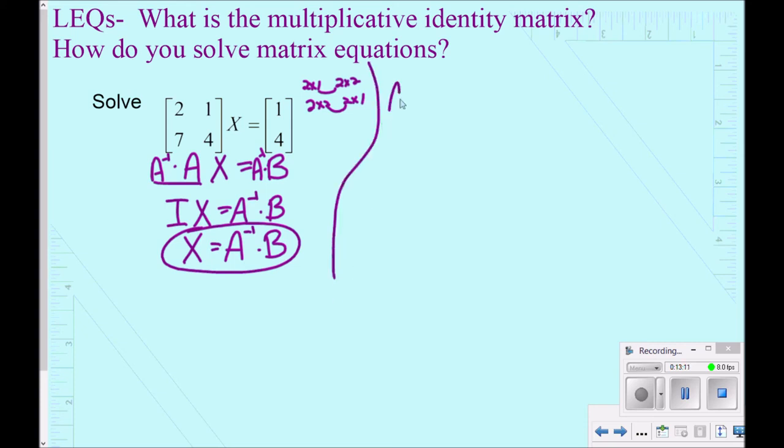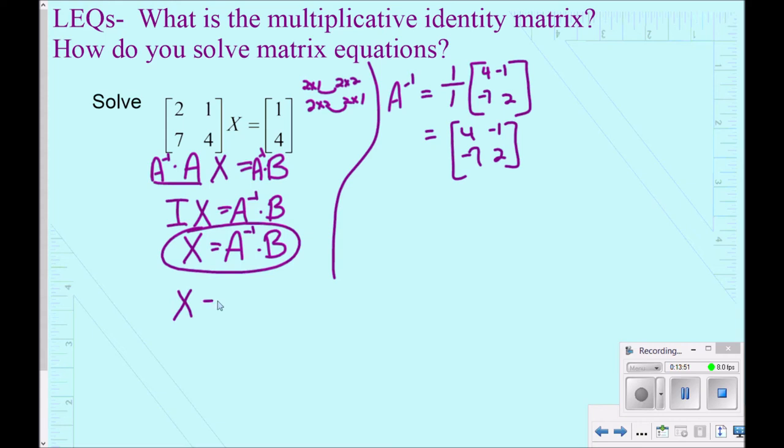So I'm going to find A inverse. Well, A inverse, I'm going to do the determinant, and I'm going to put that under 1. So 1 over 2 times 4 is 8, 7 times 1 is 7, 8 minus 7 is 1. That's easy enough. So we have just 1 times, and now I'm going to interchange the 4 and the 2, change the signs on the 1 and the 7, and when I multiply 1 times those, I just get those. So that's A inverse. So now we need to solve for x. So x is that matrix, A inverse, times B, and B is our 1, 4 matrix.